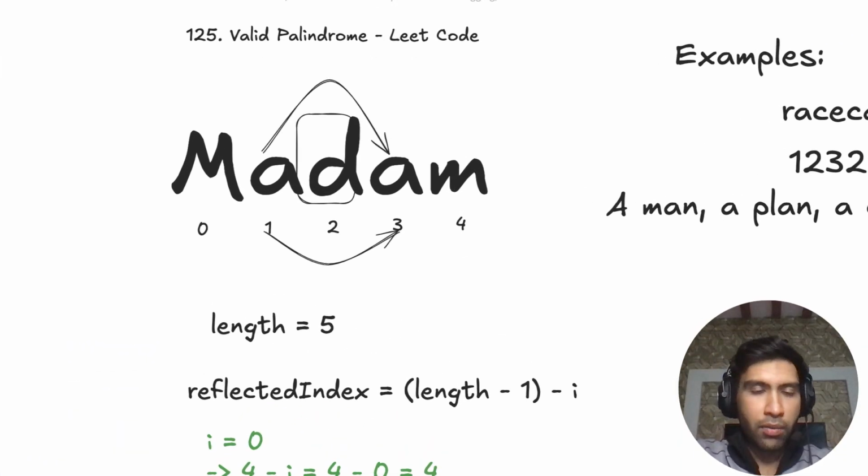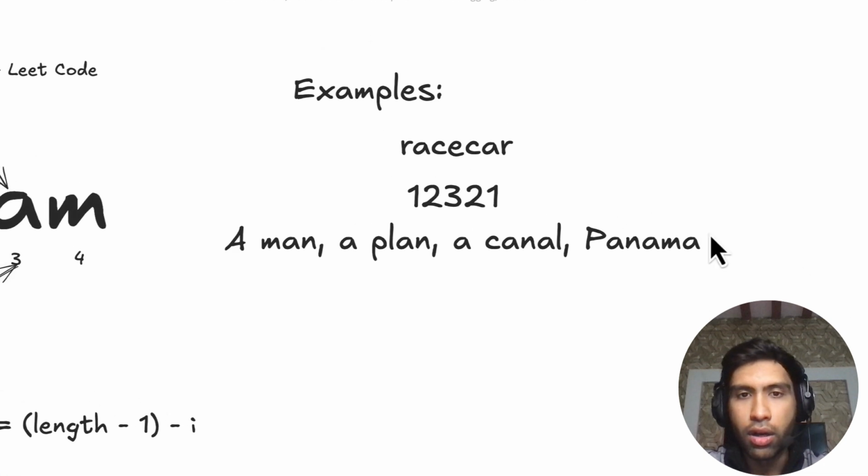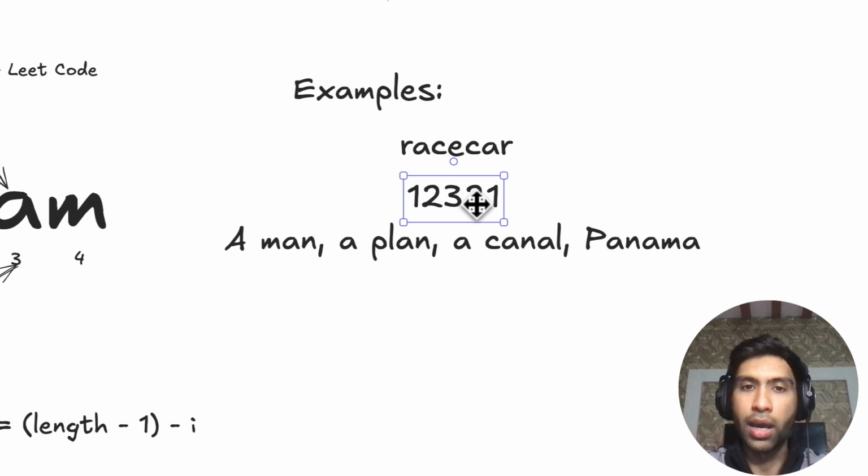Hey guys, so today we're going to be solving the infamous Leetcode 125 valid palindrome problem. Now, a palindrome is a string which can be spelled the same forwards and backwards. For example, we have a few examples here, like race car. We can spell this exactly the same backwards. We also have the case of numbers, and we can also write them down as is backwards. So 1, 2, 3, 2, 1, 1, 2, 3, 2, 1.